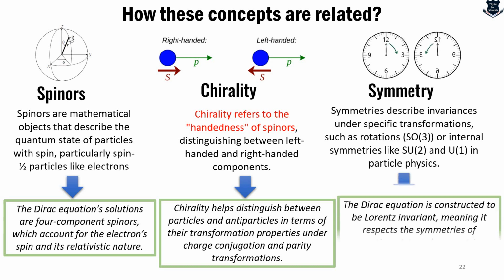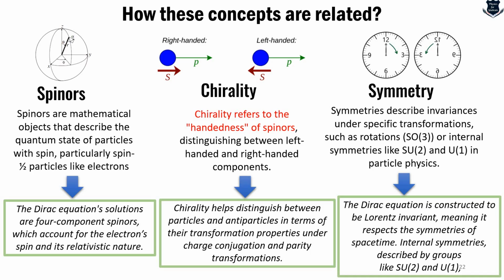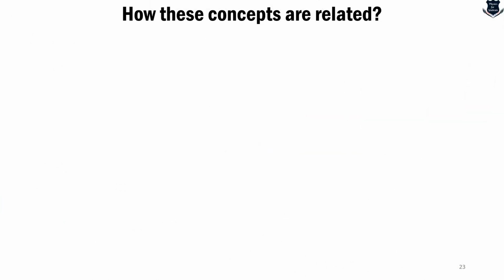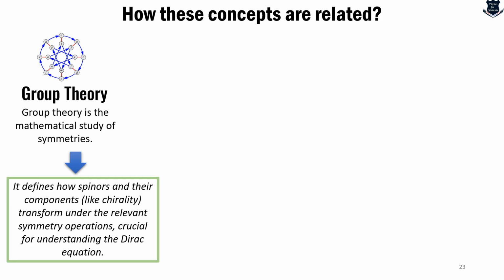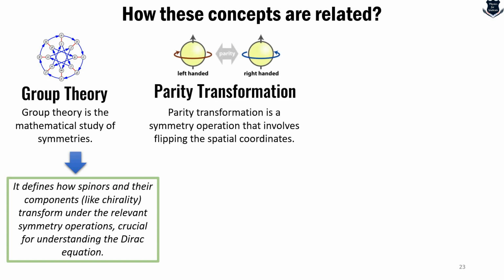Symmetry, yes, because this describes the invariance under specific transformations. We will see what SO3 and SU2 are. And the Dirac equation, because it is Lorentz invariant, meaning it respects the symmetries of space-time, so we need to have an understanding of symmetry. So this is giving you an idea of why we are learning and how they are related. Group theory, very much, because it is a mathematical study of symmetries, and it defines how spinors and their components are related, so we need to know this.